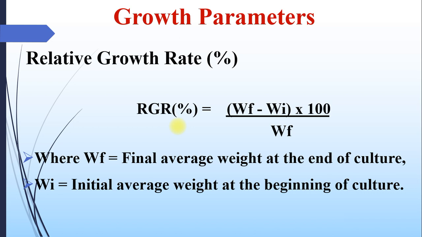Then relative growth rate. Relative growth rate, short form RGR, percentage, equals WF minus WI into 100, divided by WF, where WF equals final average weight at the end of the culture, WI equals initial average weight at the beginning of culture. So this RGR is directly related to biomass.